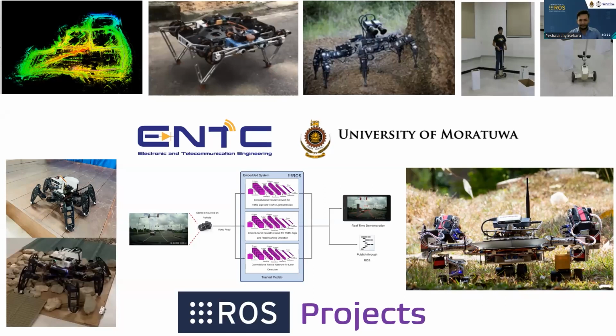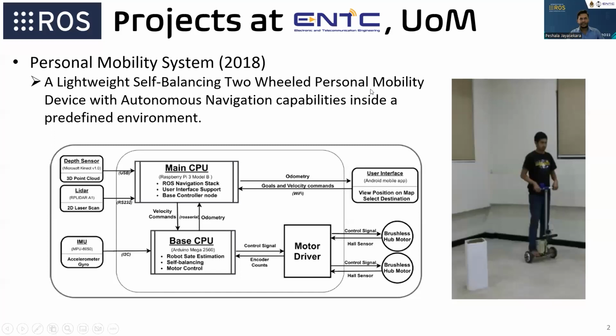Okay, right. So the first project I'm going to explain is a personal mobility system we developed in 2018. I think you might have seen these kinds of systems, like the Segway robot from Japan. So we wanted to build such a personal mobility system. Now, the system had several sensors. We have a depth sensor, so a Microsoft Kinect was used. Then we had an RPLiDAR as our 2D LiDAR.